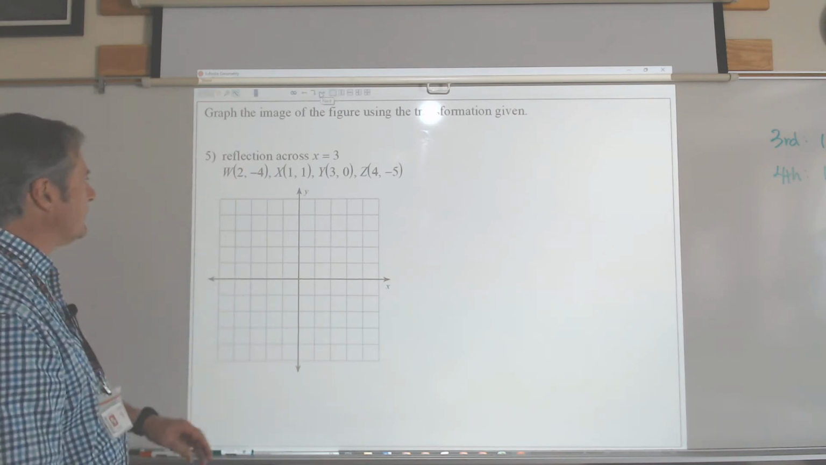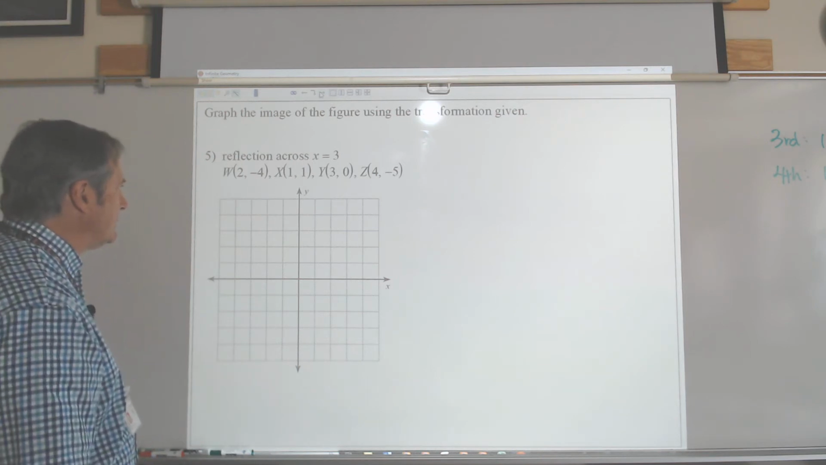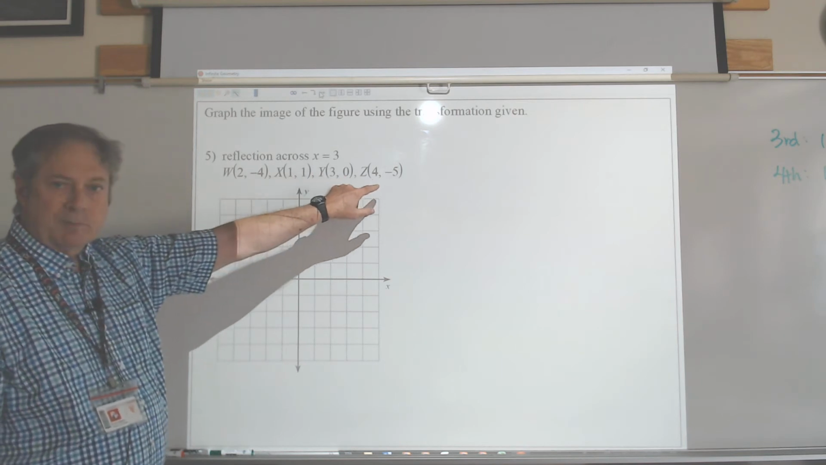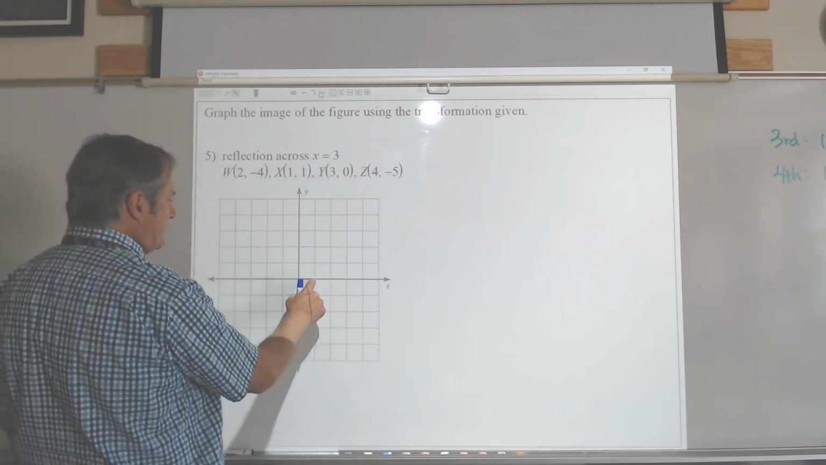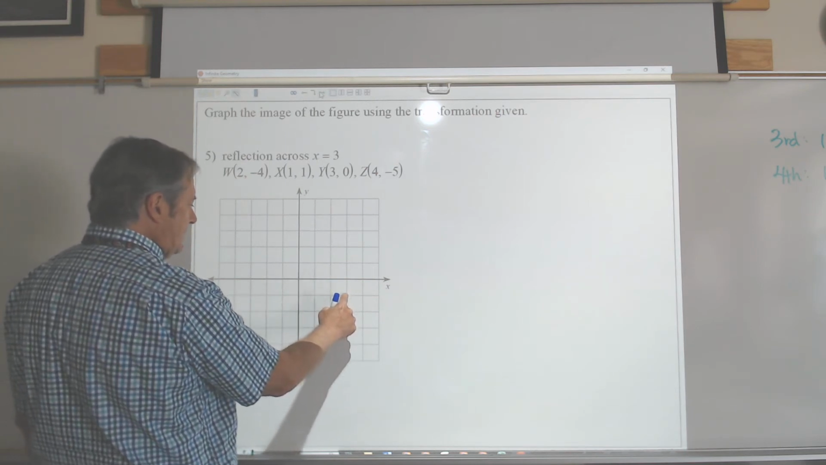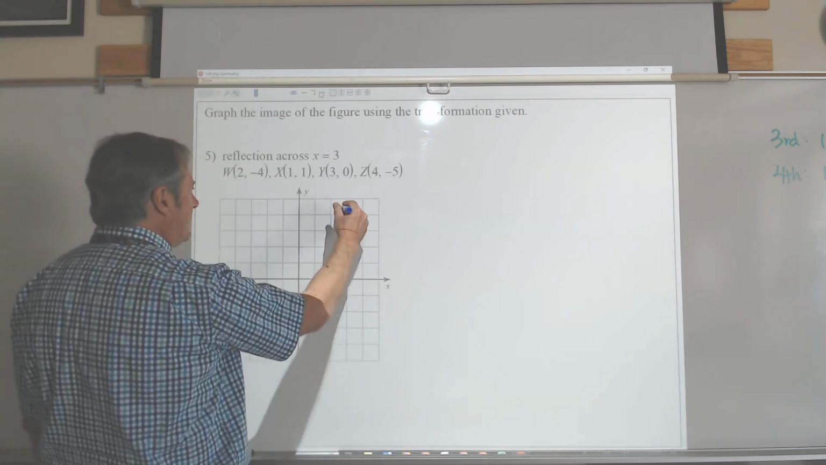Well, let's see. We're going to reflect this figure across the x equals 3 line. In fact, I might put that in first. We obviously have to plot our points, don't we? But where is x equals 3? That's 1, that's 2. Is that where x is 3? Is that x coordinate 3? How about that one, that one, that one? Yes.